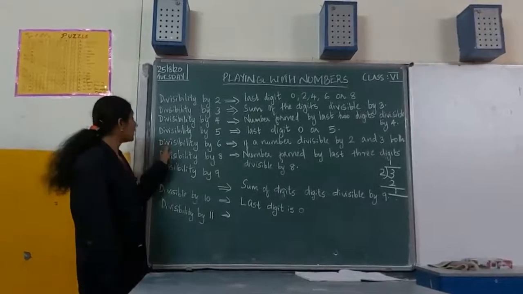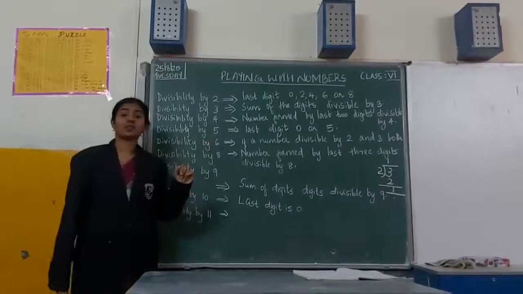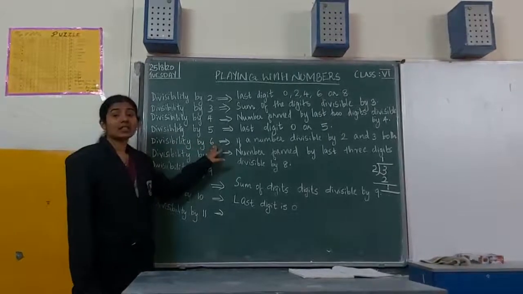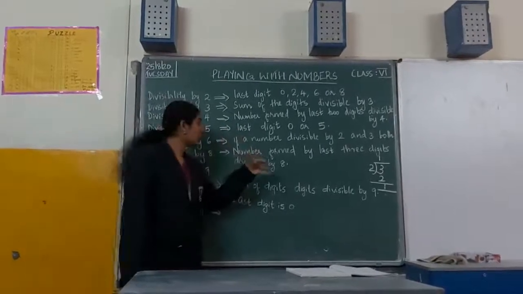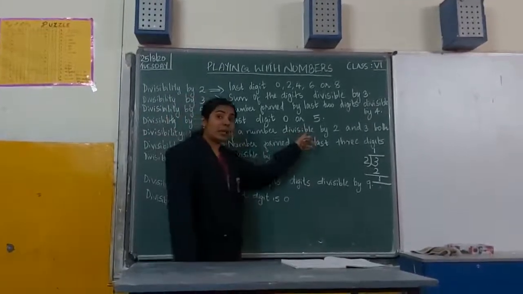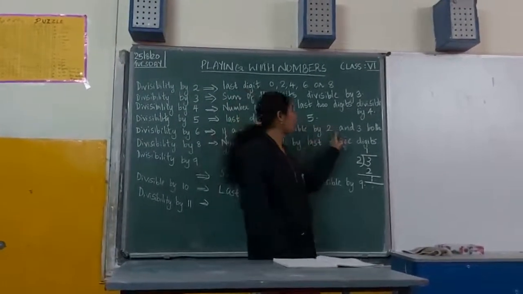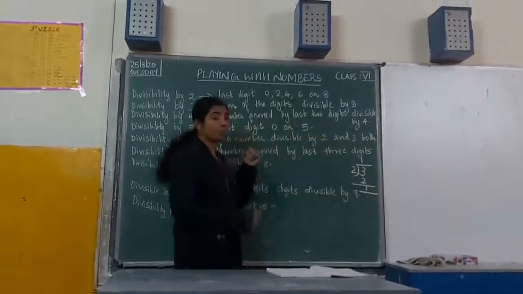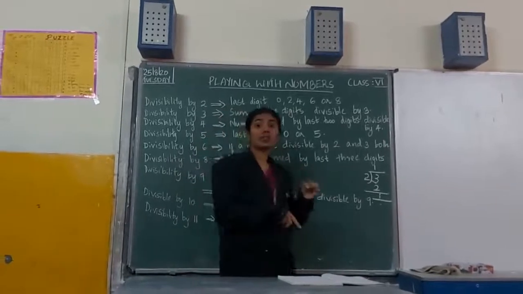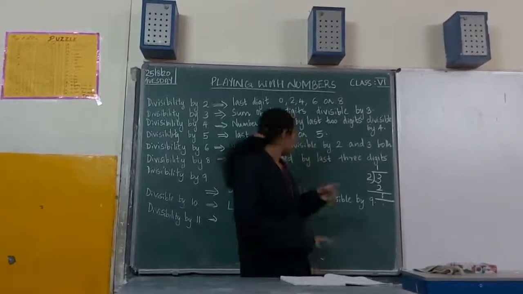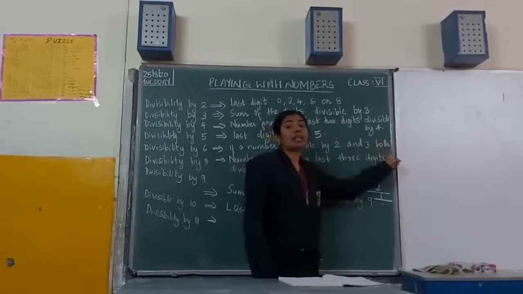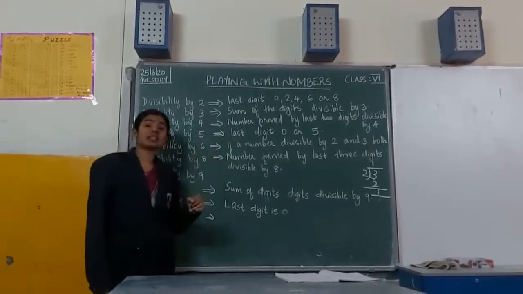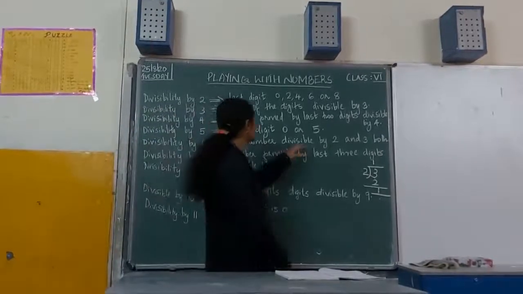Next, divisibility by 6. How to check the divisibility by 6? When you are given a number, if that number is divisible by both 2 and 3, it should be divisible by 2 and it should be divisible by 3. If it is divisible by both, then we can say the number is divisible by 6. So how to check the divisibility by 6?